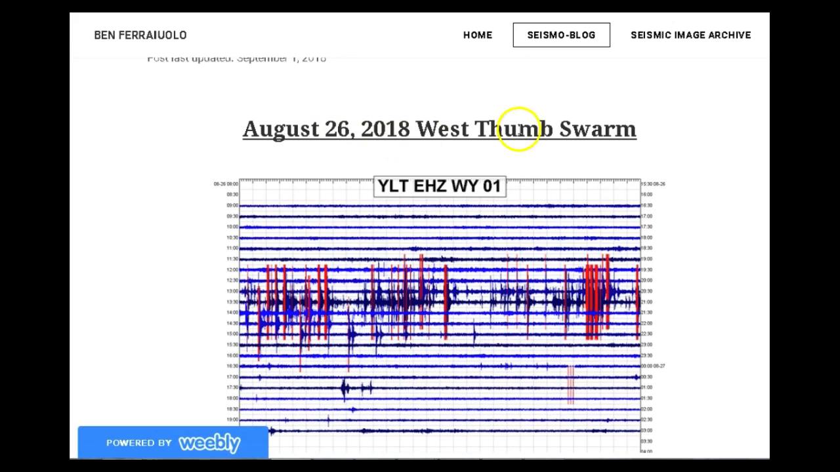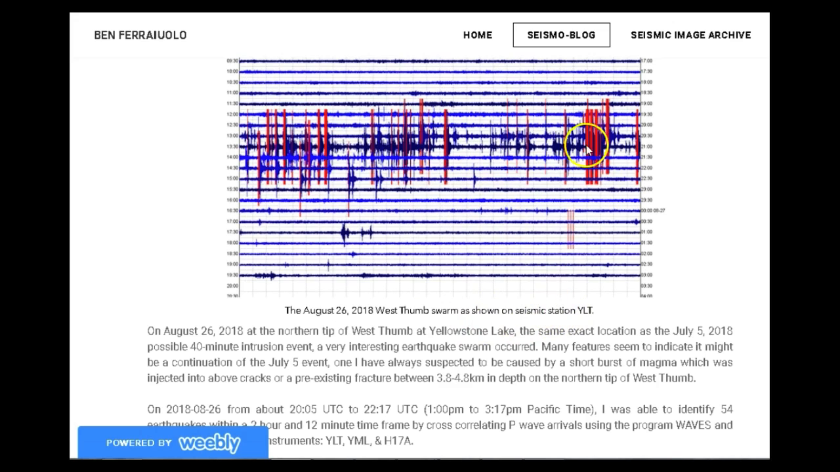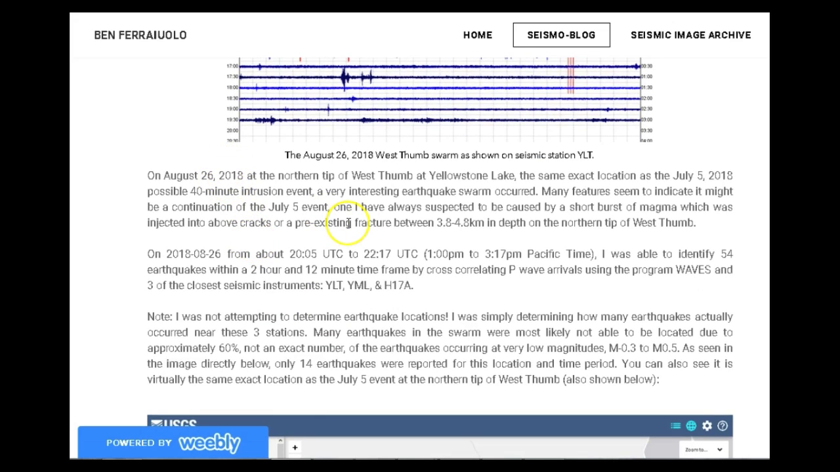August 26, 2018 West Thumb Swarm. Again, you could see plain as day the rapid succession. The August 26, 2018 West Thumb Swarm as shown on Seismic Station YLT. On August 26, 2018, at the northern tip of West Thumb at Yellowstone Lake, the same exact location as the July 5, 2018 possible 40-minute intrusion event, a very interesting earthquake swarm occurred. Many features seem to indicate it might be a continuation of the July 5th event, one I have always suspected to be a cause of a short burst of magma which was injected into above cracks or a pre-existing fracture, between 3.8 and 4.8 kilometers in depth on the northern tip of West Thumb.